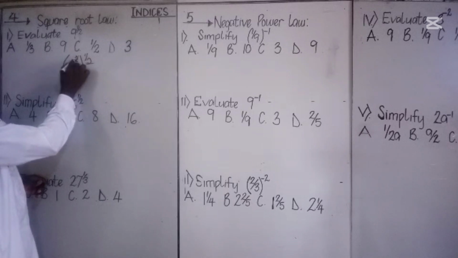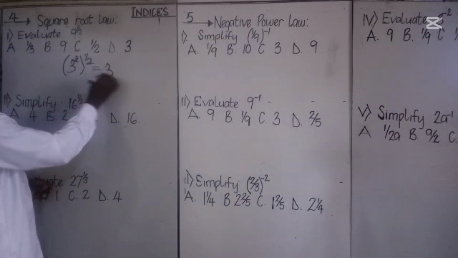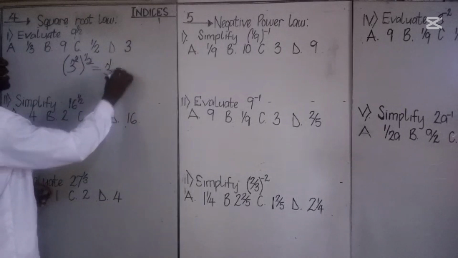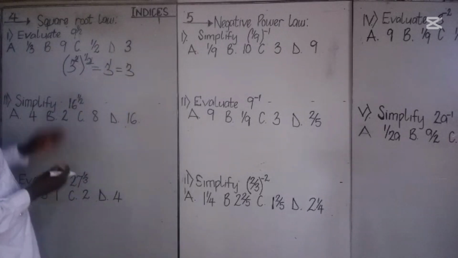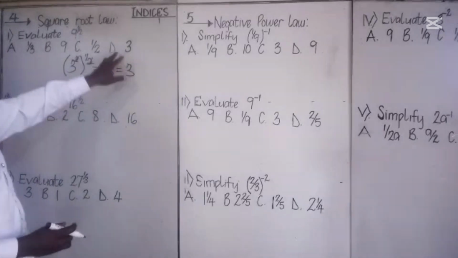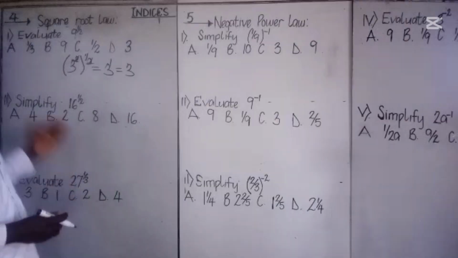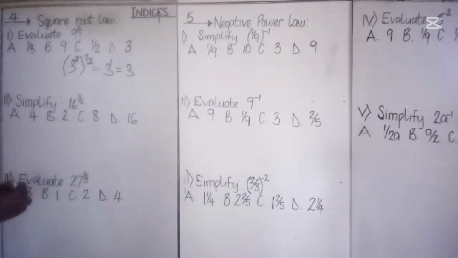So this new one cancels the old one. So you now have the answer to be 3 raised to power 1, and that is going to be 3. So the most appropriate option among the options stated here is option D.